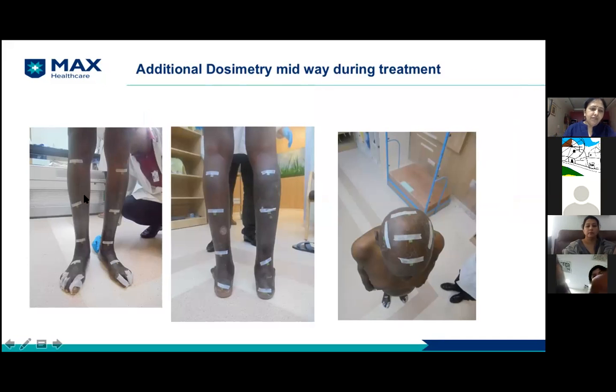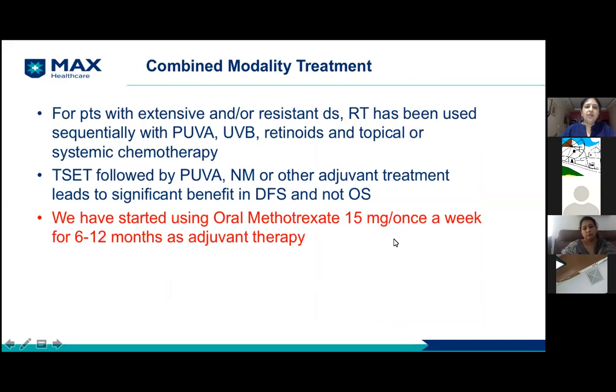We applied films all over the leg and feet because he had ulcers over here and we had already given him a dose here. This patient did not have hair earlier. So I was not sure which area to boost. So we applied some films. You can do a dosimetry and define your boost area accordingly.